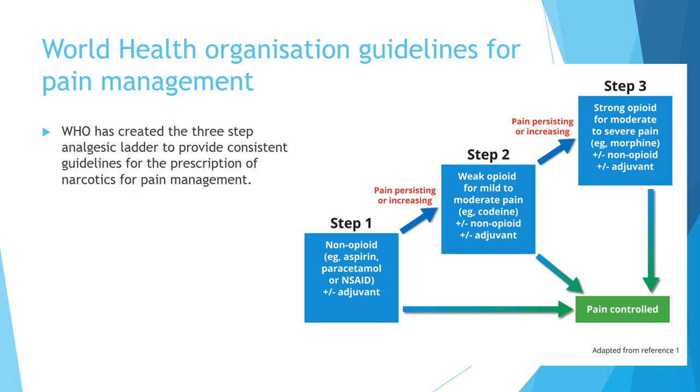But essentially there's a 3-step analgesic ladder, and these are the steps we've been using at the beginning of each video. Essentially it provides guidelines for the prescription of narcotics and pain management. So for each one, they attempt to treat the pain. If the pain persists or increases, it goes up another step on the ladder until eventually we get to level 3, where we have strong opioids being prescribed for severe pain, okay, in the hope of controlling people's pain.